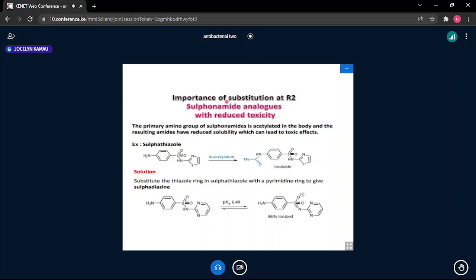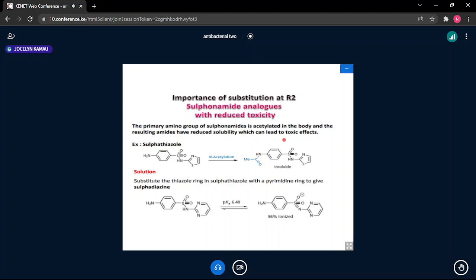And we are still on the same importance of substitution at R2, sulfonamide analogs with reduced toxicity. So it's just to give examples, you can understand what we're saying. When these drugs are metabolized, they are mainly metabolized through acetylation. So if you look at this drug, sulfathiazole, you can see that is a thiazole ring. So when it's metabolized, the amino group is acetylated in a reaction catalyzed by N-acetyl transferase. So when it is acetylated, you can see there will be formation of the amide.